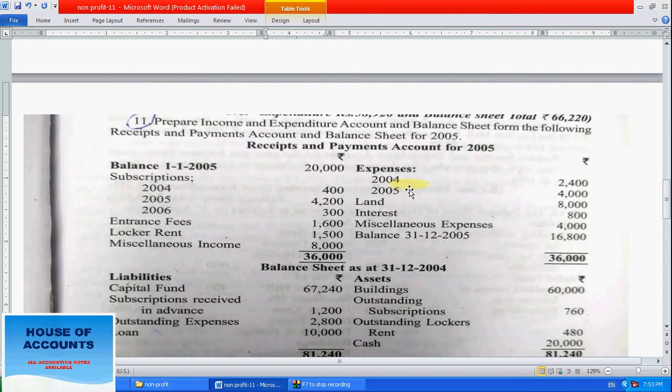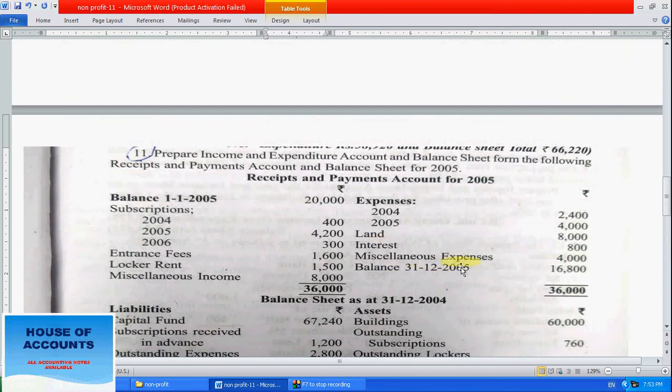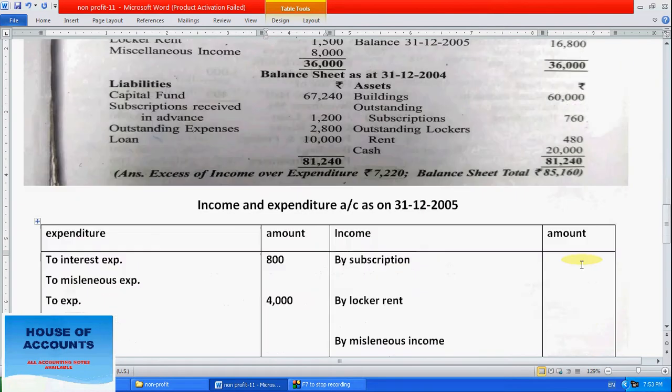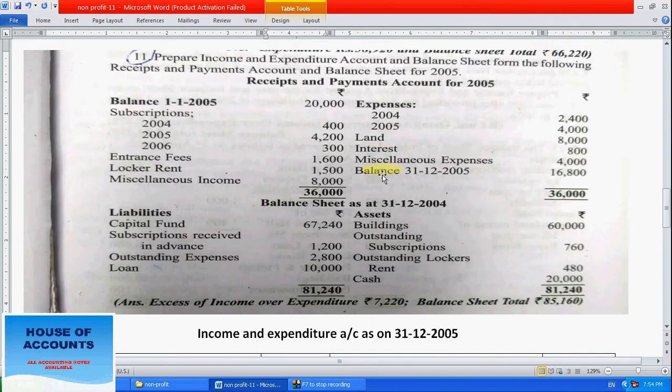Next, land is an asset. Interest, how much? 800. Interest expenses 800. Next, miscellaneous expenses 4,000. Miscellaneous expenses means small expenses. Balance means it's cash, closing cash. Balance brought down means it's opening cash. Now the receipt side means the income side.